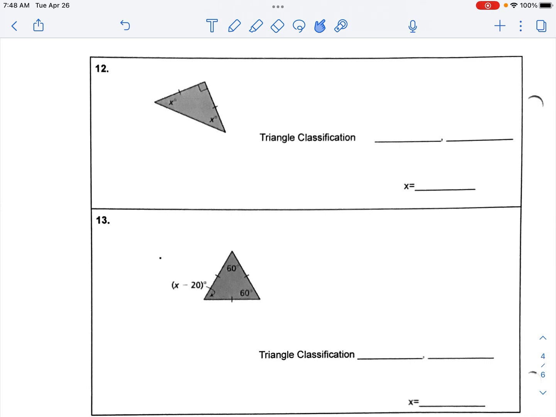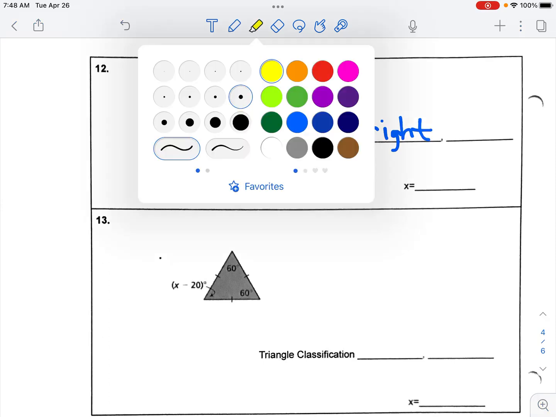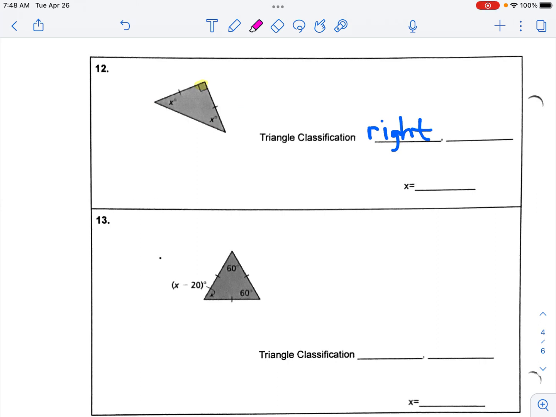Number 12. All right, so right here up in this corner, we see a right angle. If it's a right angle, it has to be a right triangle. And then I see my tick marks on two sides. That means that those two sides are congruent. When a triangle has two congruent sides, it is called isosceles.